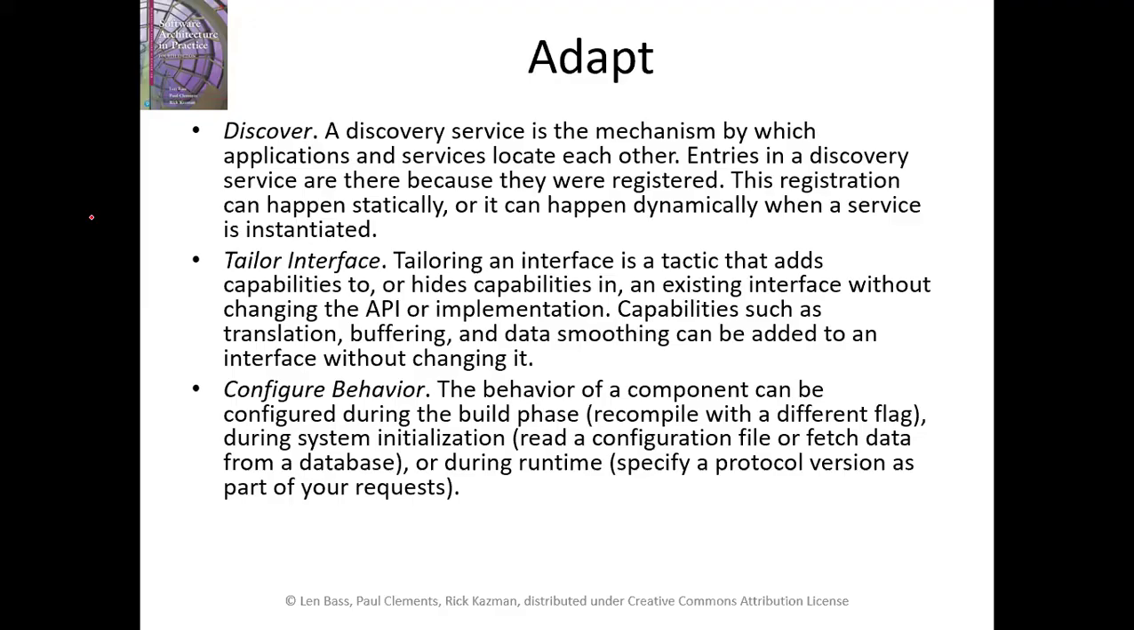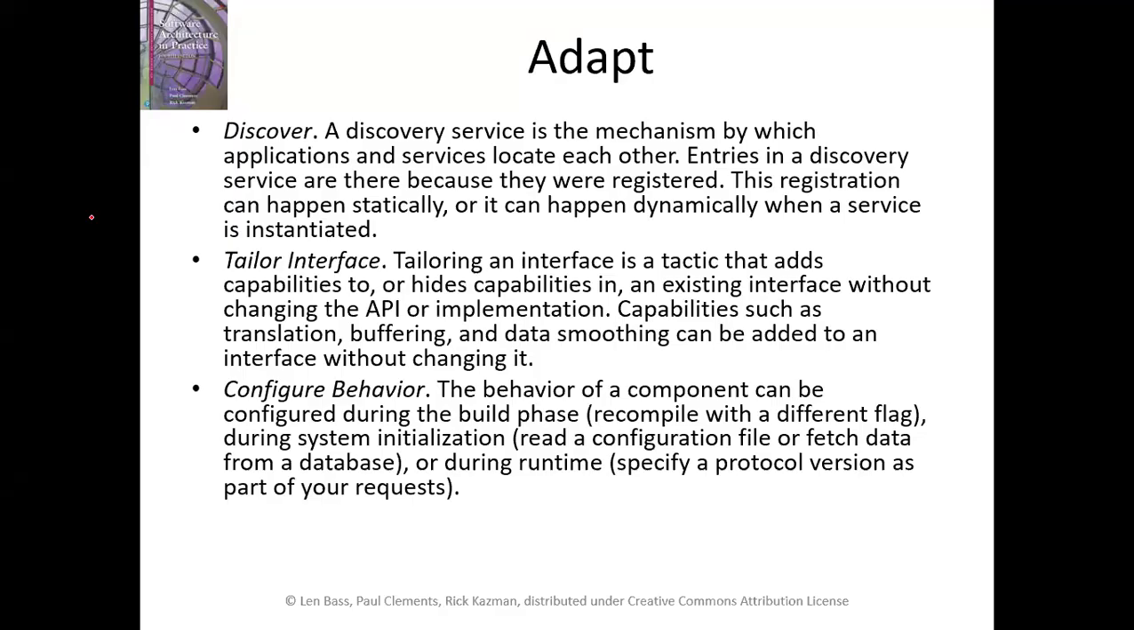Behavior must also be configured in order to adapt to the different components. The behavior of a component can be configured through the build phase, that is, recompiling with a different flag. Different flag here means recompiling with probably a variable, a specific value that changes critical components in the code. This is just the meaning. So let's assume we set a variable flag to control a case switch. We can alter the behavior of the entire code by just changing this switch variable. So we can configure it during the build phase, during system initialization, or during runtime.